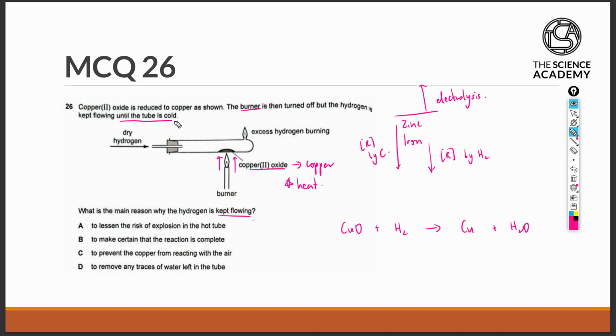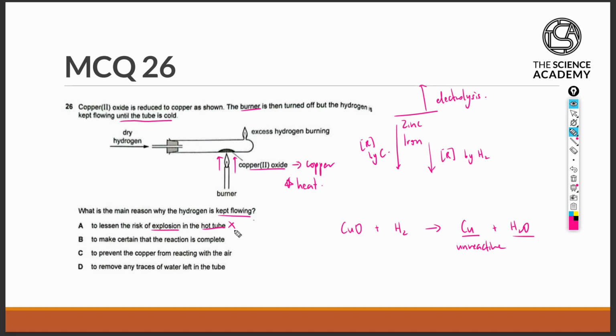Statement A states it is to lessen the risk of explosion in the hot tube. We can see that in this reaction, there is in fact no explosive metal being formed. Copper is a very unreactive metal, and with only water as a byproduct, there will be no risk of explosion in this hot tube. So statement A can be eliminated.